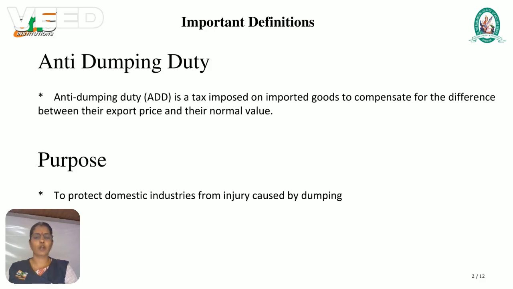and their normal value. When we import any items, for example mobiles or any electronic items which are already available in our market, even though we have to import the particular items from abroad, at that time we have to compensate the price difference between the export price and the normal value which is available in the Indian market.